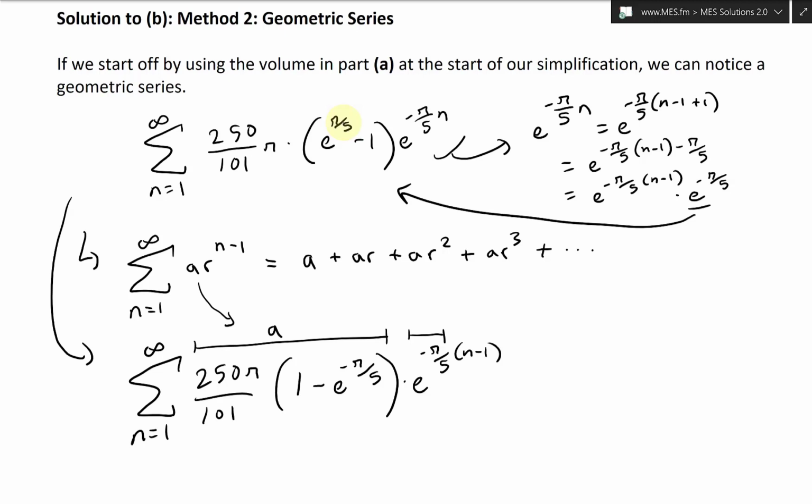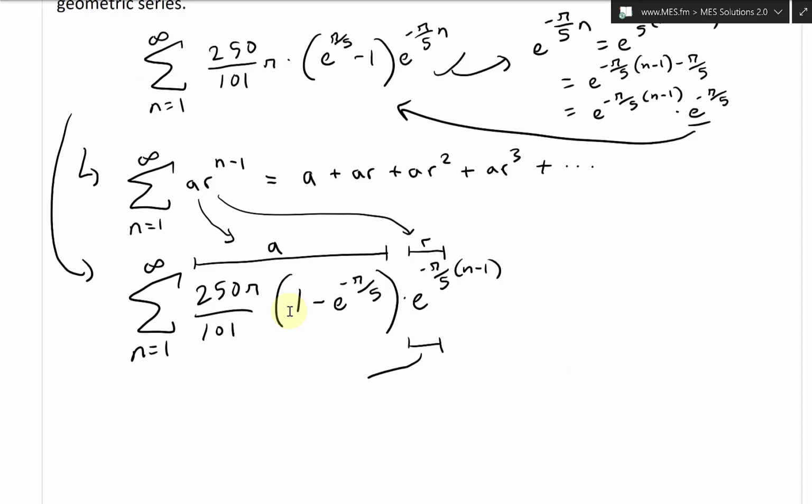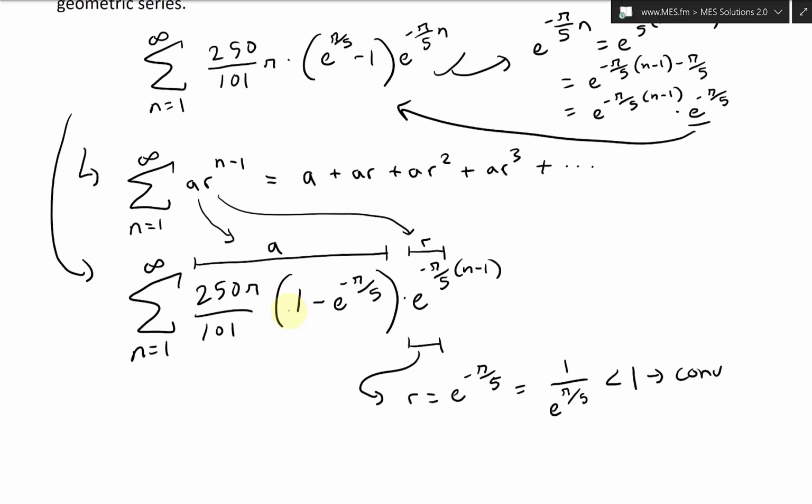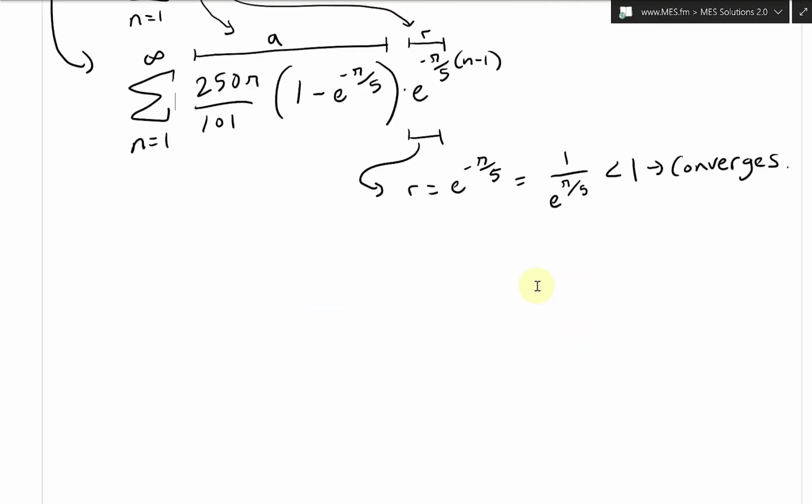I'll just put this arrow here, and that's our r. So note our r equals e to the negative pi over 5, and this is the same thing as writing 1 over e to the pi over 5. And this is less than 1, because this e number is bigger than 1. So this means the geometric series converges. And again, I'll just put a note, or recall.